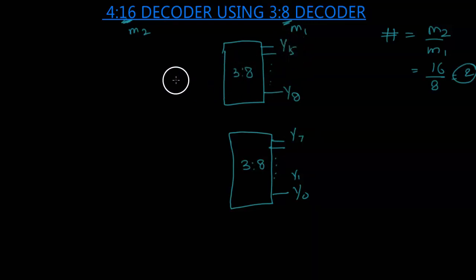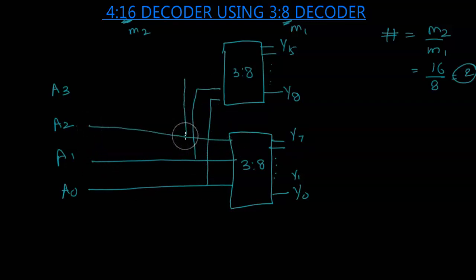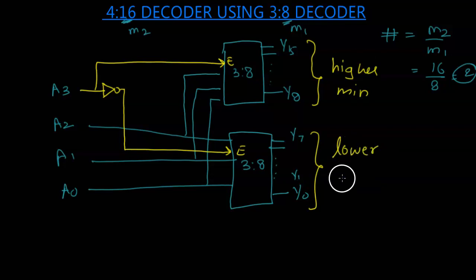Now we have 4 inputs: A0, A1, A2 and A3. A0 is connected to both of my 3:8 decoders. A1 is similarly connected to both of my decoders. A2 is again connected to both of them. And A3 is a special input. It is going to act as my enabler. So we have the enable NOTed form for the lower decoder, and the enable form goes to the other. These are the higher minterms, and these outputs will produce the lower minterms. And there we have it.